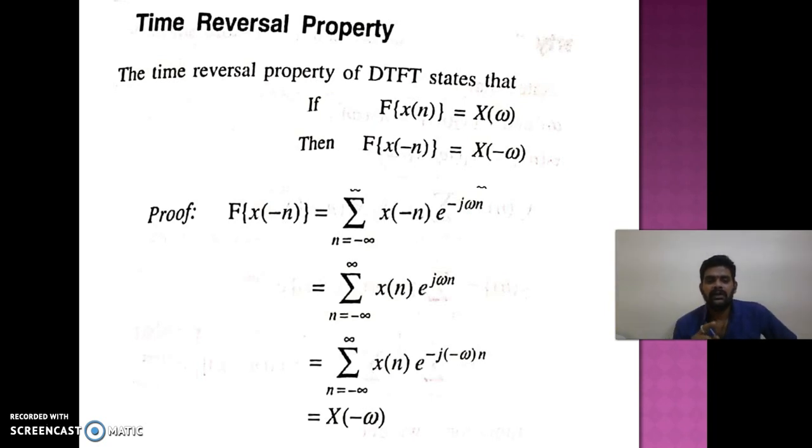First reversal, minus n will be removed. Second reversal, positive n will be removed. So you will get the standard form. We are converting the summation into standard notation, in which, compared to the standard formula, instead of omega we are having minus omega. So it is X of minus omega. This is the time reversal property.